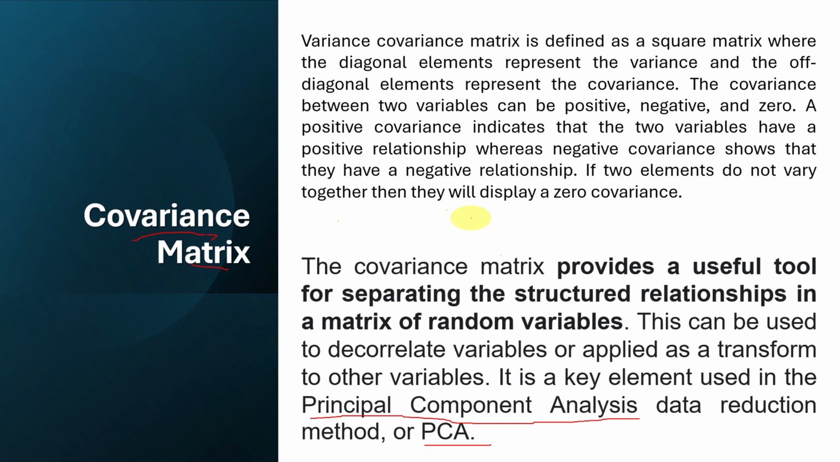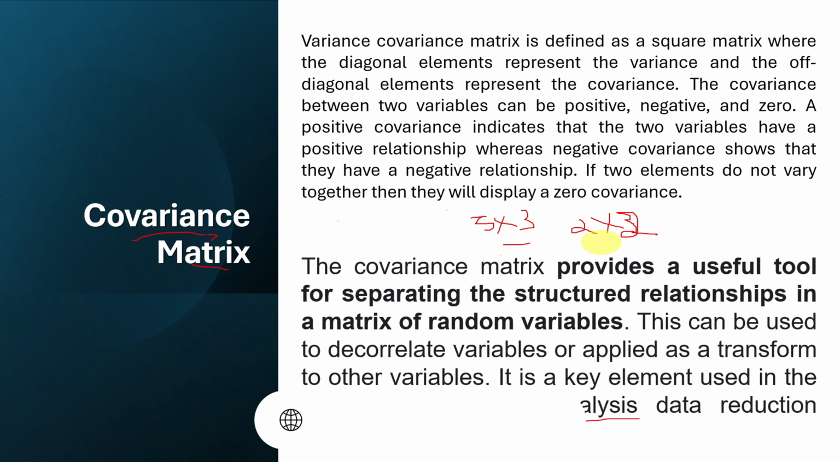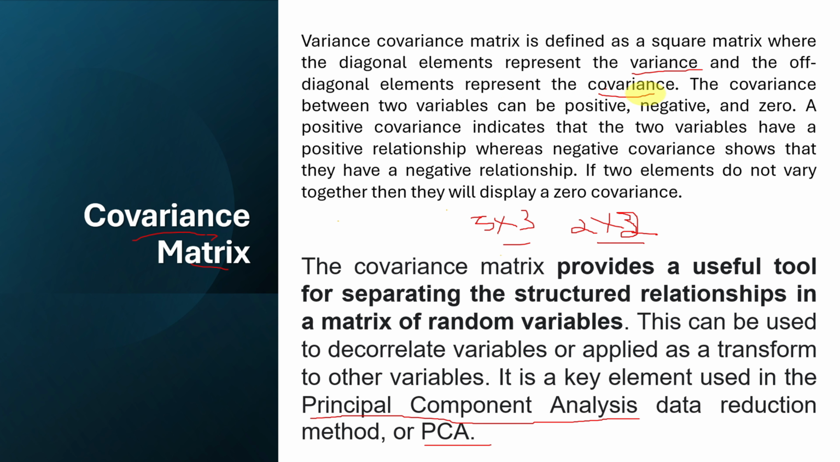The covariance matrix is always in a square form, for example 2 by 2, 3 by 3, or 4 by 4. So the variance-covariance matrix is defined as a square matrix, where the diagonal elements represent the variance and the off-diagonal elements represent the covariance. On your diagonal you will have variance, and off diagonal you will have covariance.